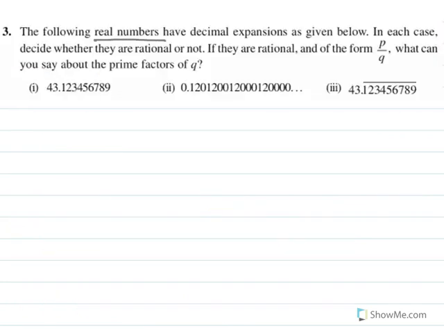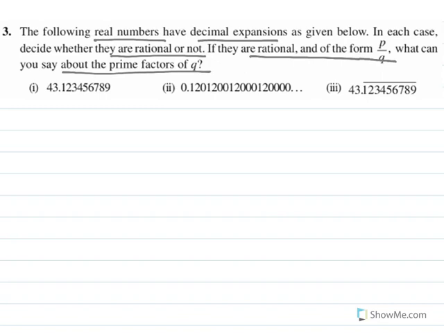The following real numbers have decimal expansions as given below. In each case, decide whether they are rational or not. If they are rational and of the form P over Q, what can you say about the prime factors of Q?